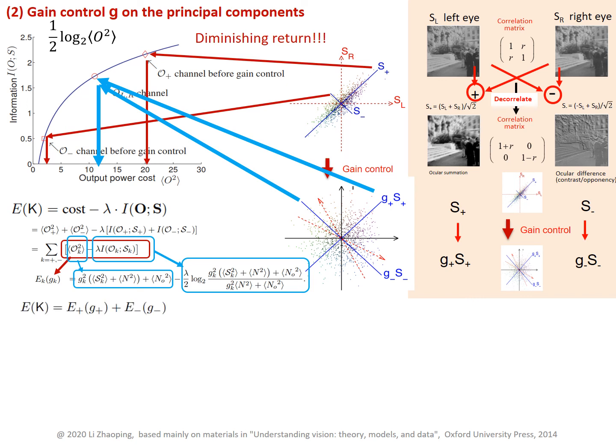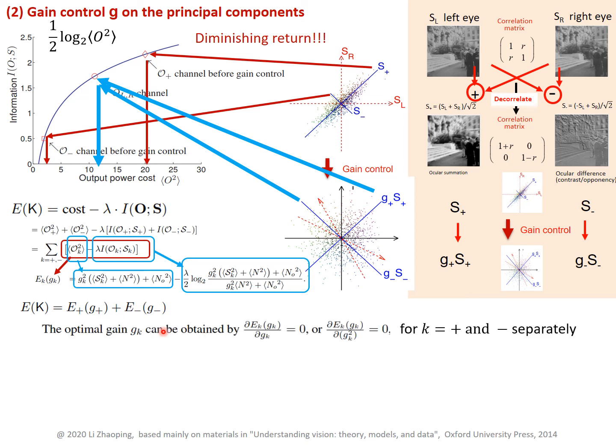Therefore, our objective is a sum of two objectives, one for each channel. This is the summation objective. This is the difference channel objective. Each objective can be optimized separately by finding the optimal GK. It is the one that satisfies this equation, or equivalently satisfying that equation for each channel separately. So we can optimize each channel separately, and you can do it as an exercise to find a solution for these, and you can find this is the solution.